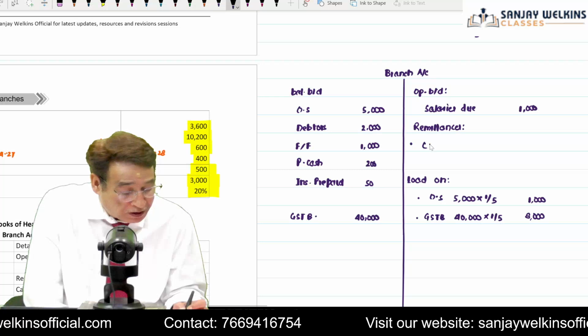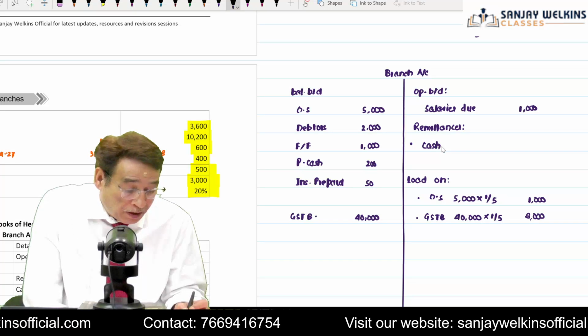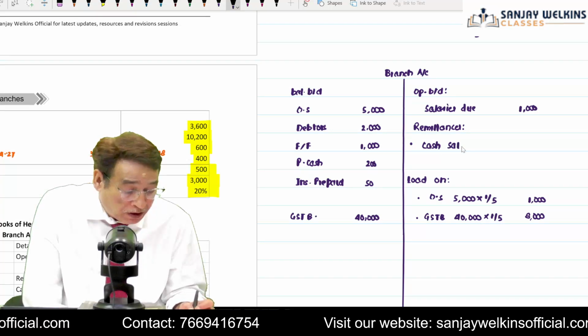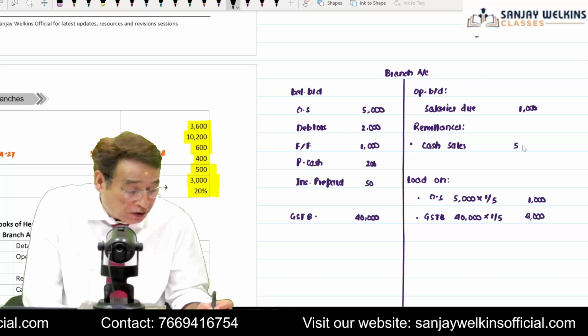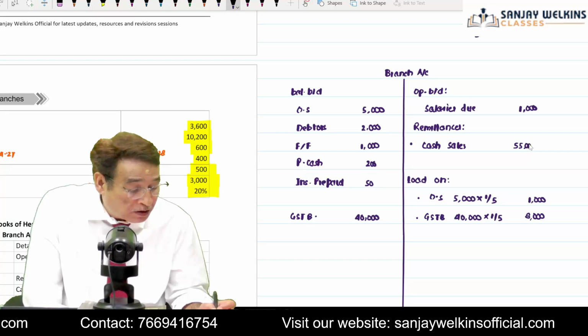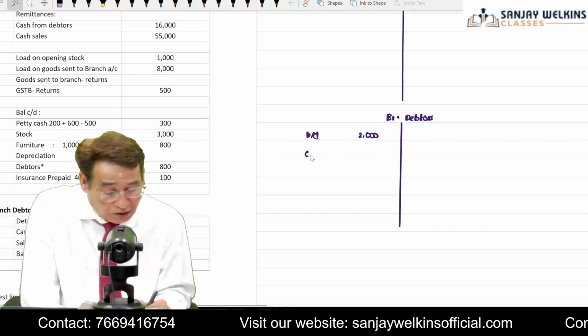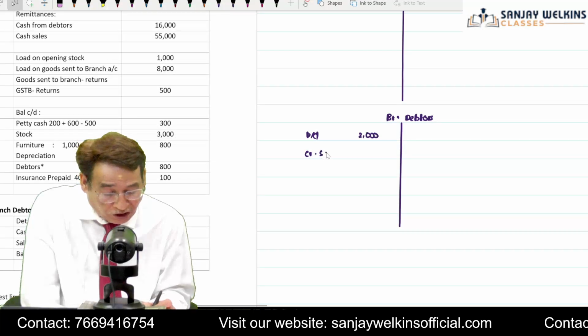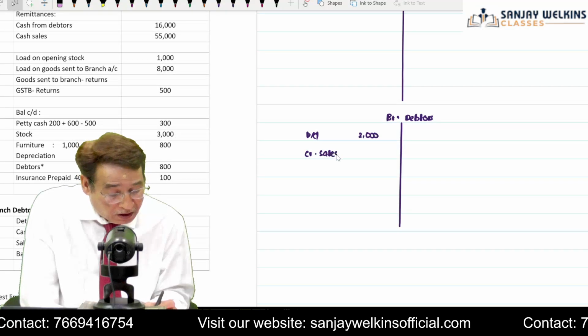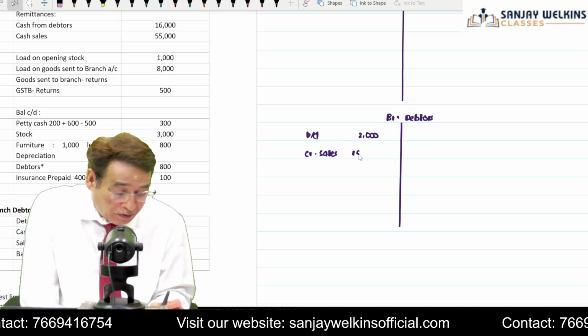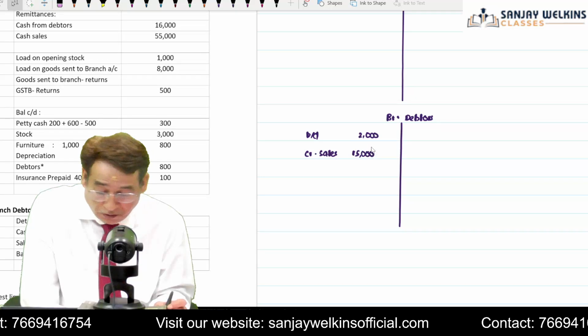Under remittances, you will write here cash sales. The amount of cash sales, as you can see, is 55,000. The next item is your total sales, and total sales given to you is 70,000. Obviously, it means your credit sales is equal to 15,000, and credit sales will figure on the debit side of the debtors account.